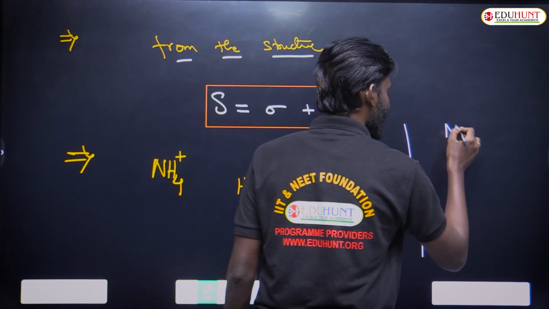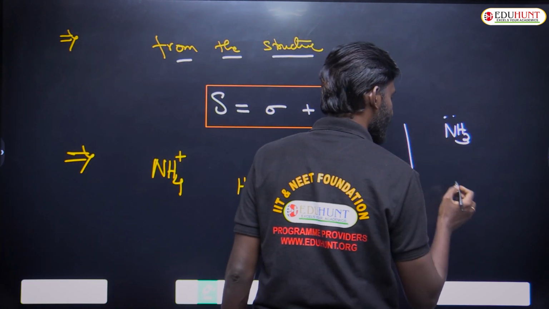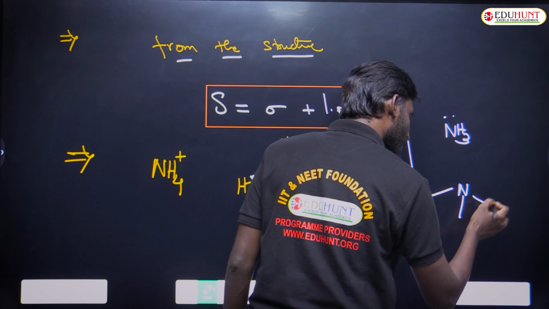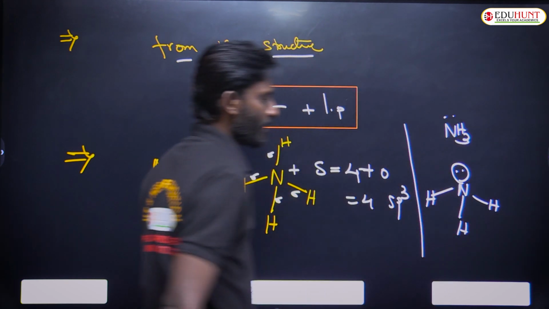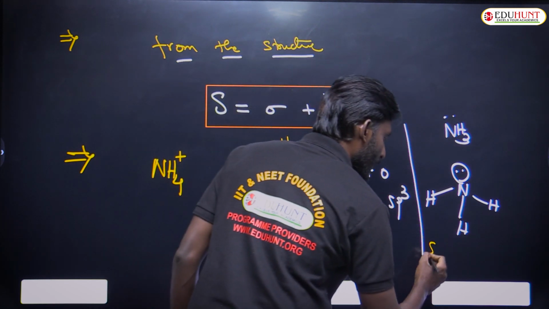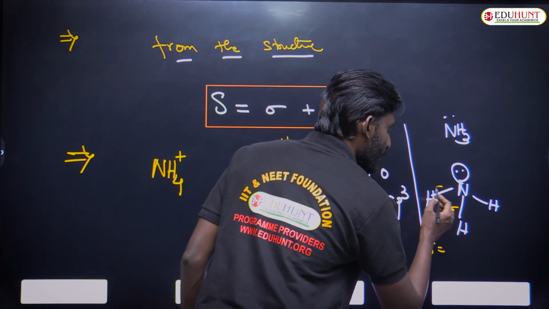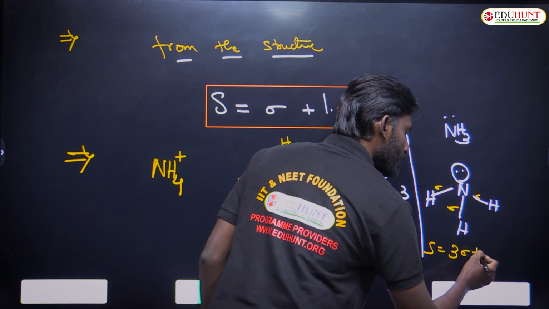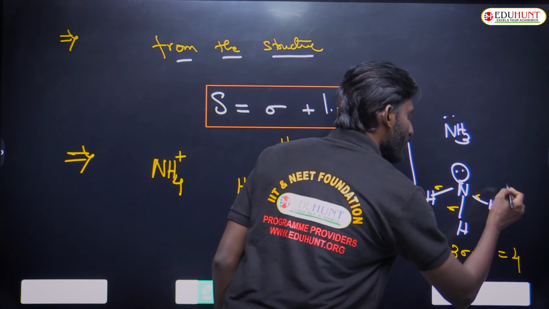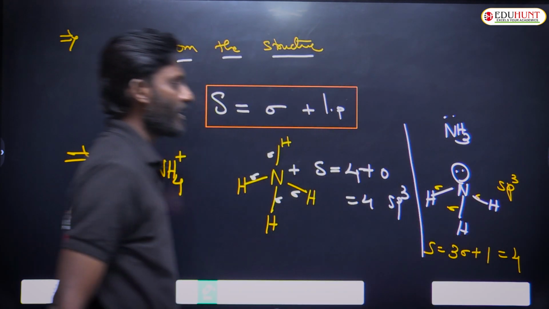Similarly, NH3 with a lone pair. Now if you know how to draw the structure for this NH3, then count the S value. S is equal to single bond sigma plus lone pair. So 3 sigma plus 1 lone pair, again 4. 4 means sp3 hybridization.